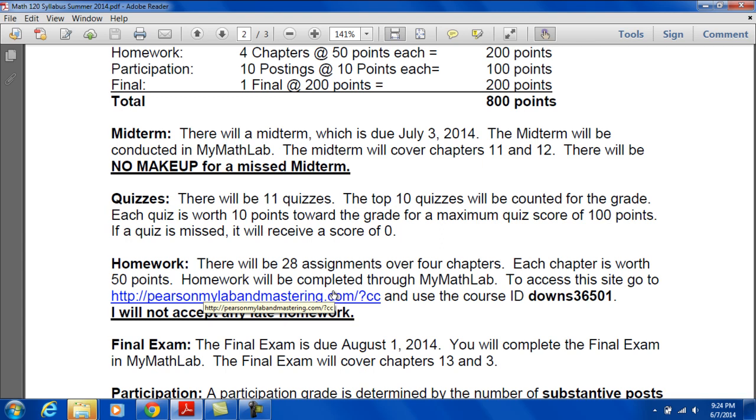So the midterm will be conducted in My Math Lab. The midterm will cover chapters 11 and 12, and there's no makeup for this. You'll have several days to get it done, but you need to get it done by July 3rd.